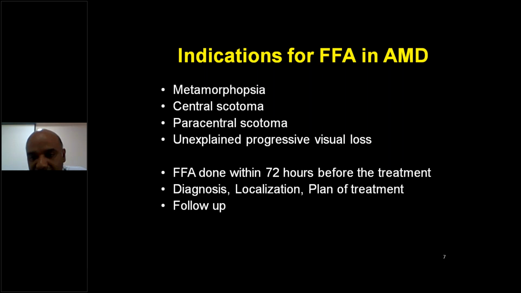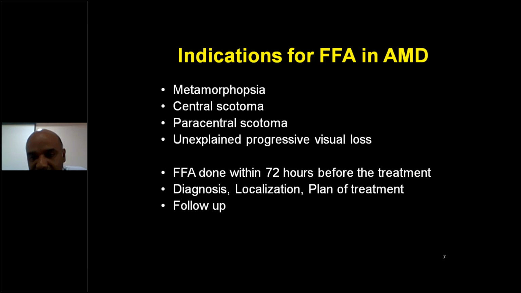These are the common complaints: metamorphopsia, central scotoma, paracentral scotoma, unexplained progressive visual loss, which has already been discussed in clinical features. Paracentral scotoma means, in the picture we saw earlier, the scotoma was in the center. Paracentral means just on the side of the center, just beside the center, the scotoma is present. Scotoma means a non-seeing area in a seeing area. It is a simple definition of scotoma. You are not able to see a particular area in a visual field. So that is scotoma.